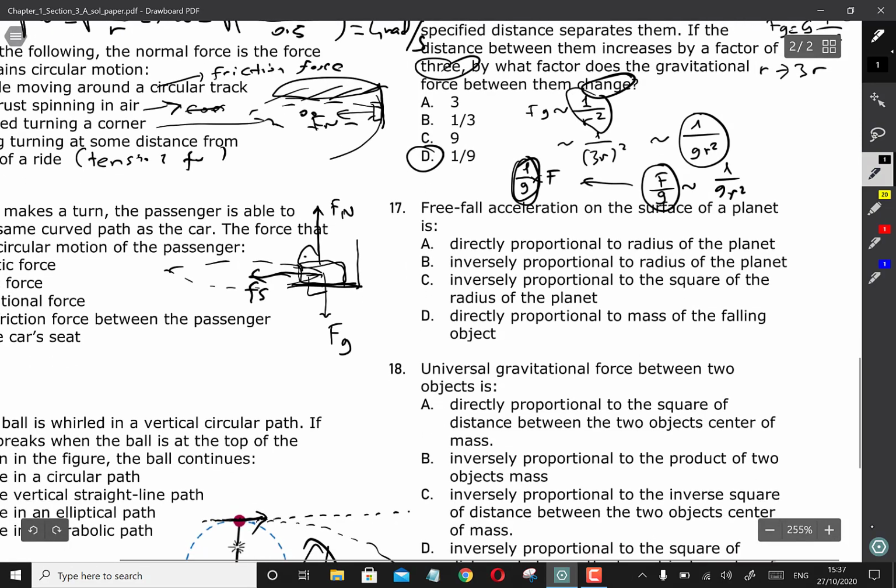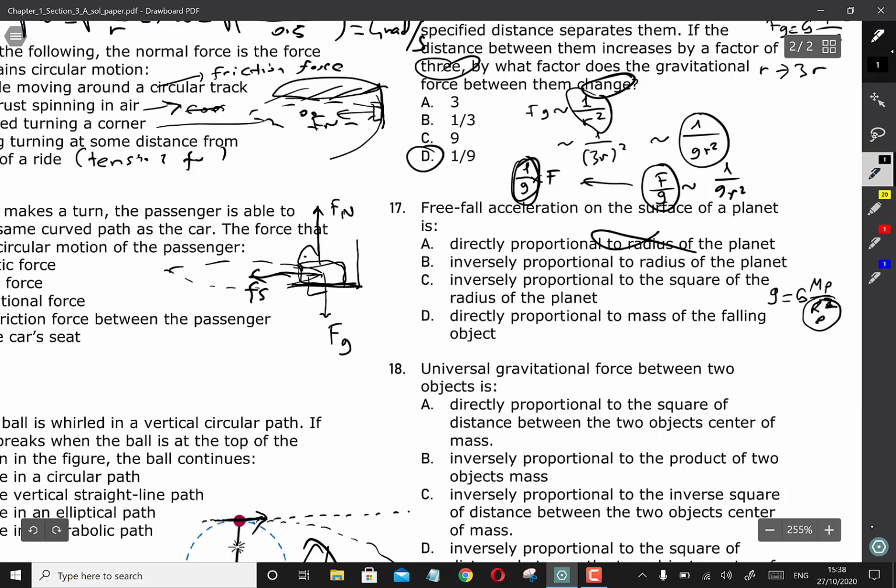Free fall acceleration, question number 17, on the surface of the planet is. Let's write the equation for free fall acceleration G. It is like this, capital G, mass of planet divided by radius of the planet squared. So it was like this. Directly proportional to radius of the planet. No, it's inverse proportion. It's because r is in denominator, not numerator. G is inverse proportional radius, and even its radius in here it's squared.